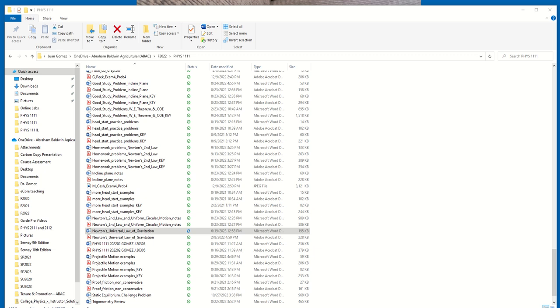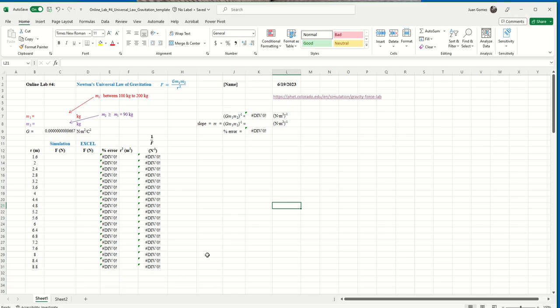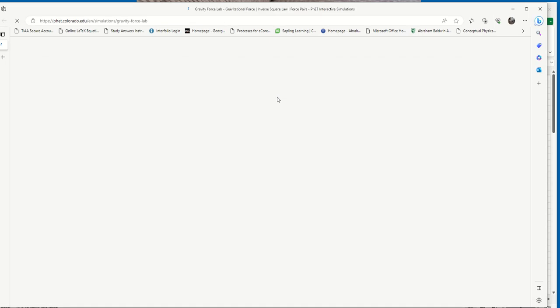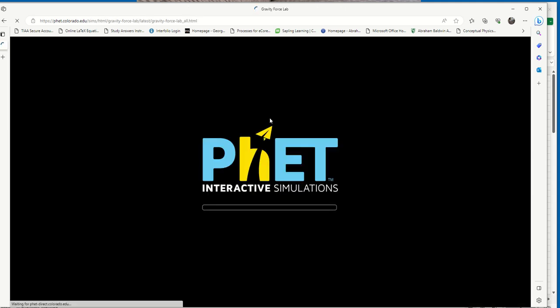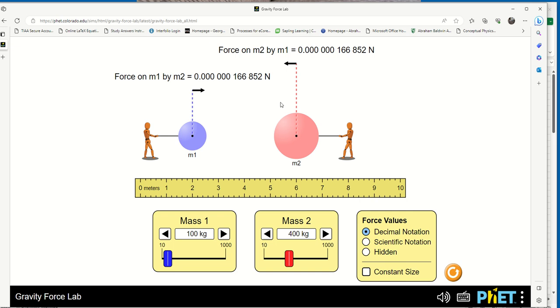So let me go ahead and bring up the template. And here's the template, online lab number 4. Here's the link. So let's go ahead and open the link. And here's the lab. Okay, I'm going to click play. And here it is. And notice here we have M1 and M2. And then notice we have a ruler here calibrated in meters, so we can determine what R is.